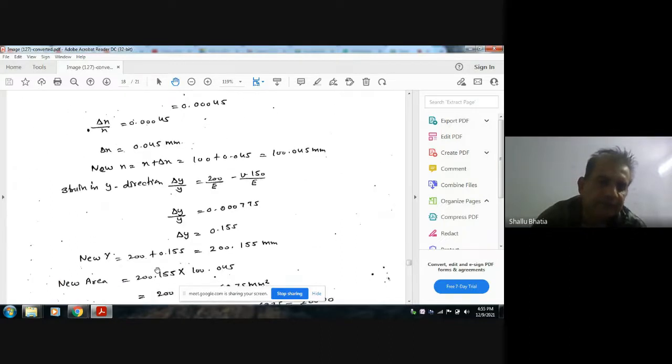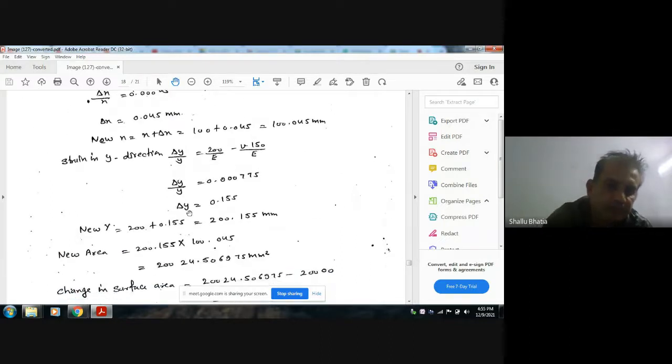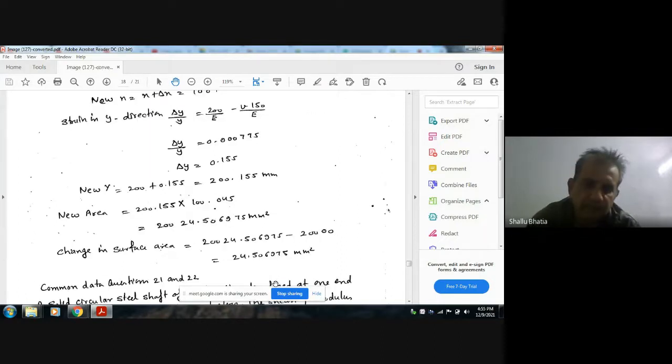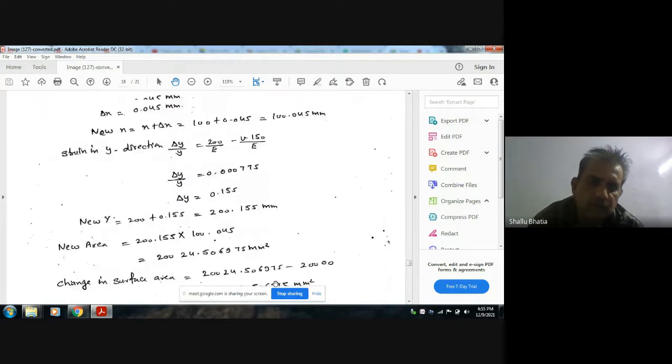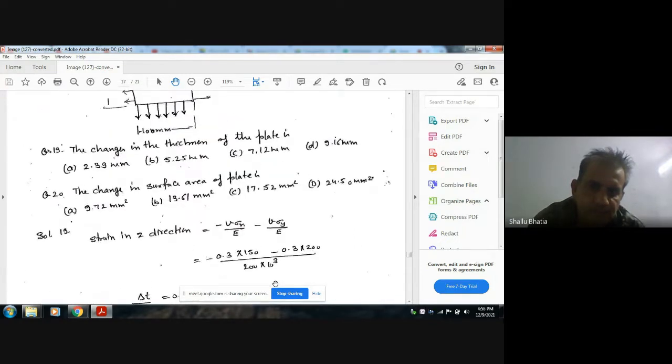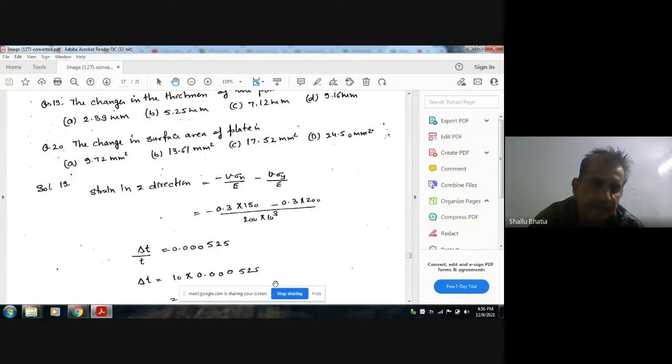Similarly, we can get change in y. Change in y will be 0.155, and new x will be initial x plus delta x, and new y will be initial y plus delta y. So the new area will be new x into new y. So change in area will be the difference of the two. That will be 24.5, so that is the answer.